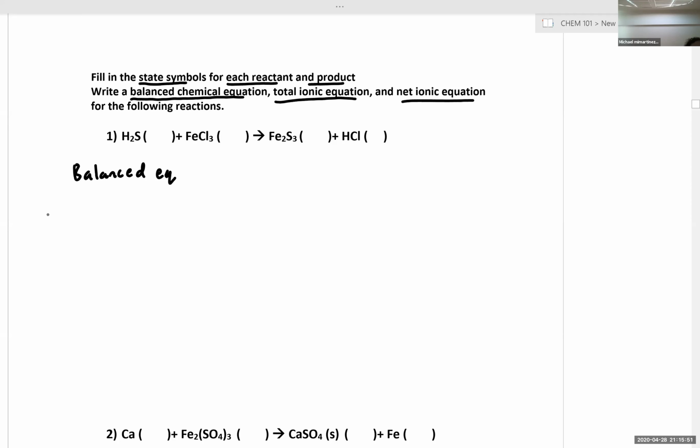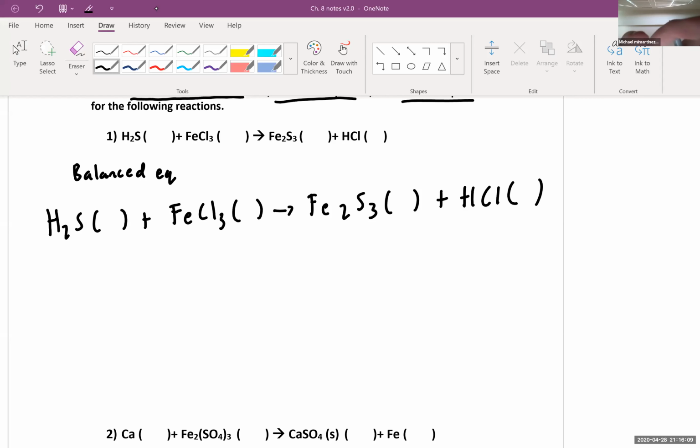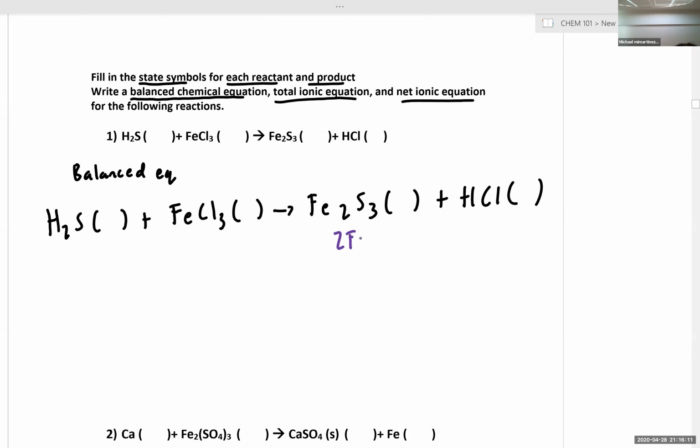Okay, so let's just do a tally. First things first, I'm going to write each of my reactants and products. We notice in terms of our tally, we have 2 irons on the left. We have 1 iron on the right. So 1 times what would give us 2 irons? What coefficient do we need on the left? 2. Perfect.